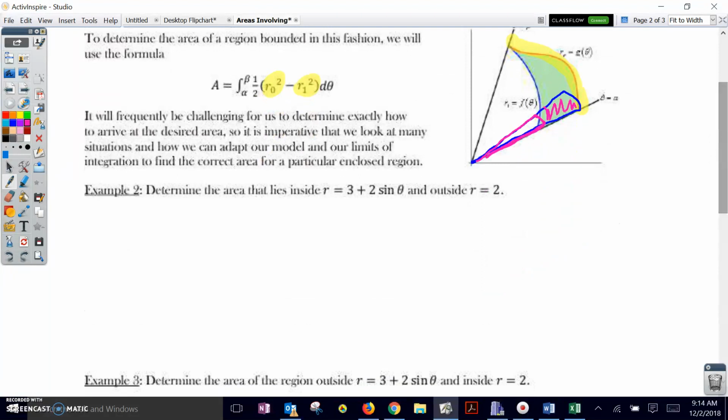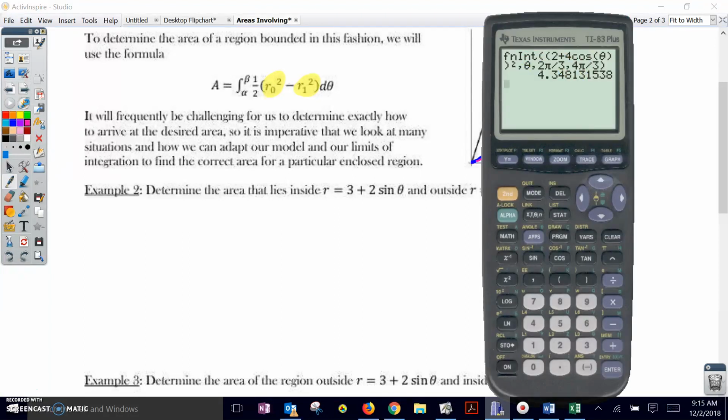Example 2, we're going to determine the area that lies inside r equals 3 plus 2 sine of theta and outside r equals 2. So we're going to look at a graph of this.